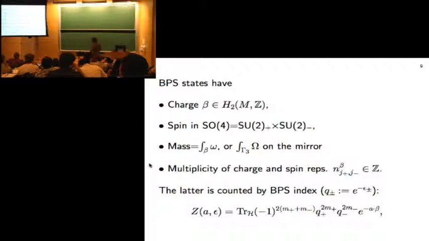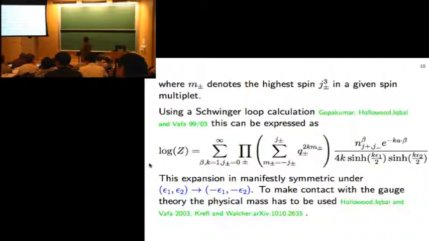The latter is counted by an index, by a BPS index. And it is this index which has to be well defined in order to have something that you really can count, and for which you need the supersymmetry. Now, in this index, you organize everything in terms of this spin representation. So these multiplicities carry an index of the charge, and then they carry this spin representation, and the m plus is just the highest spin in a given spin multiplet.